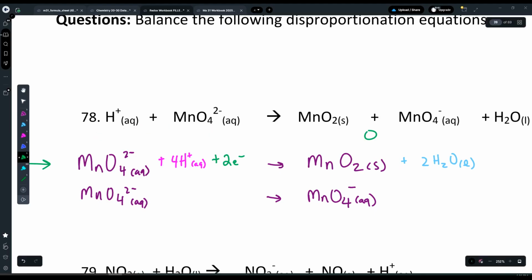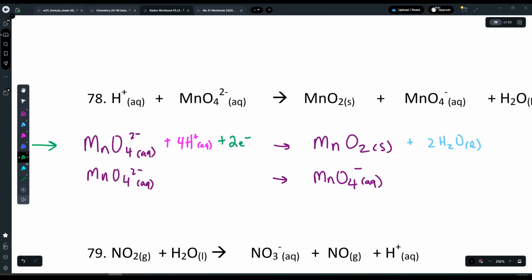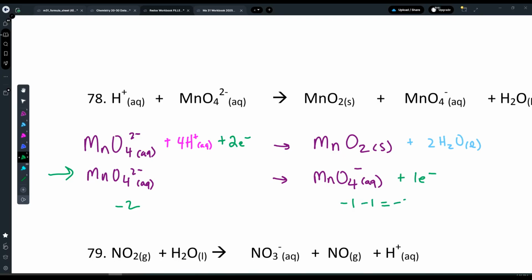So now we're just going to do the same process all over again for the second reaction here. I got a -2 charge on the reactant side, a -1 charge on the product side. So going to the more positive side, I'm going to add 1 electron, and now we have the same charge on the reactant and product side for the second reaction.